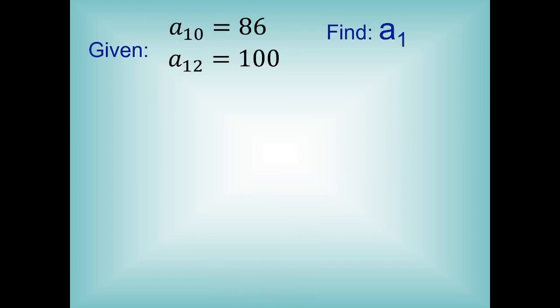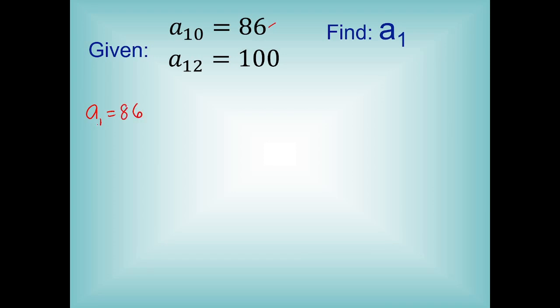Now, what if you're given two terms? Like any term, the 10th term, for example, is 86, and our 12th term is 100, and we are looking for the first term. Now, we cannot solve this one if we will not be solving the common difference first. So, for us to solve the common difference, I will change what is given. So, I will be making this as my first term. So, this is now my first term is 86.